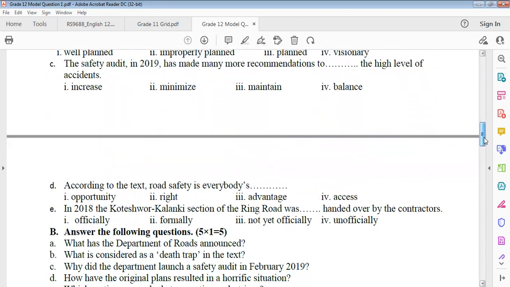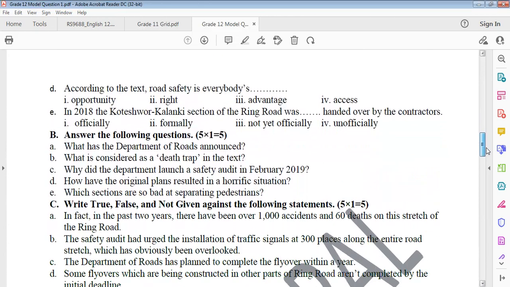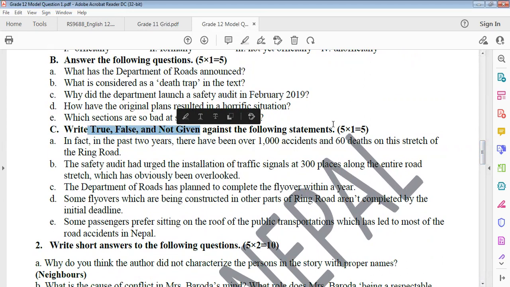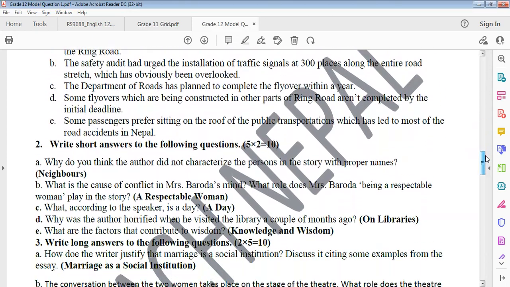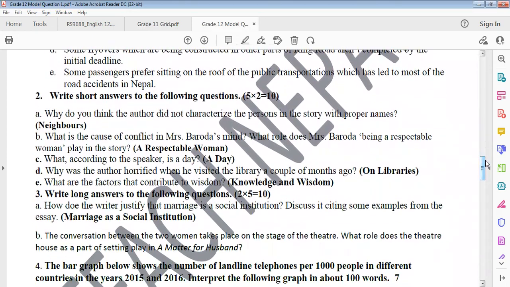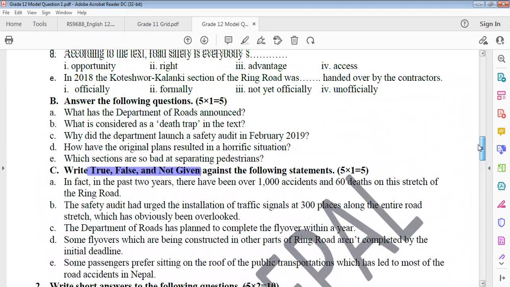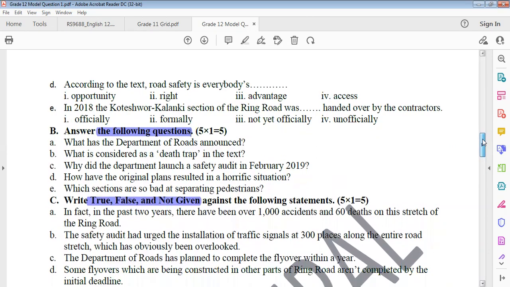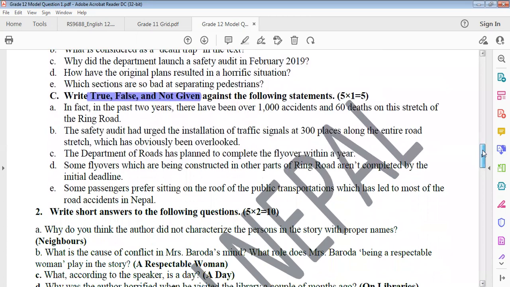All right. Then let's see the second thing here. You have been asked true, false, and not given exercises. The true, false, not given exercises carry 5 marks here. 5 question items are given there. All right. Next question item is answer the following questions. Number C was true, false. Number B is the answer the following question. Right. So 5 marks. So in this way, for 15 marks, this unseen text is asked.